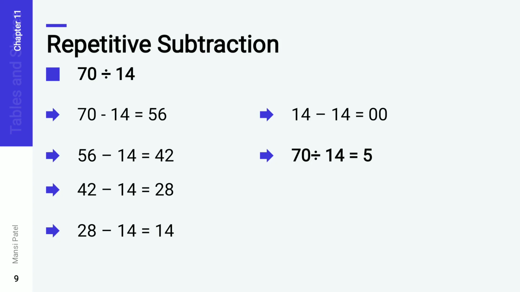This repetitive subtraction in a sum is possible when your remainder is 0, or we can say that the number is divisible by that number. Only then is repetitive subtraction possible. Otherwise, if there is a remainder, you do not get 0 as the answer.